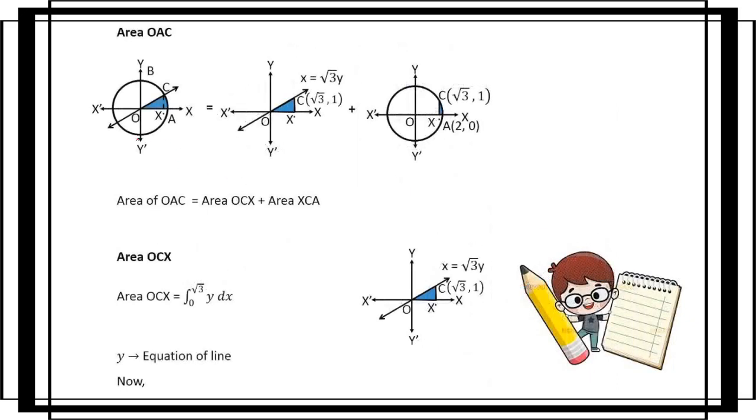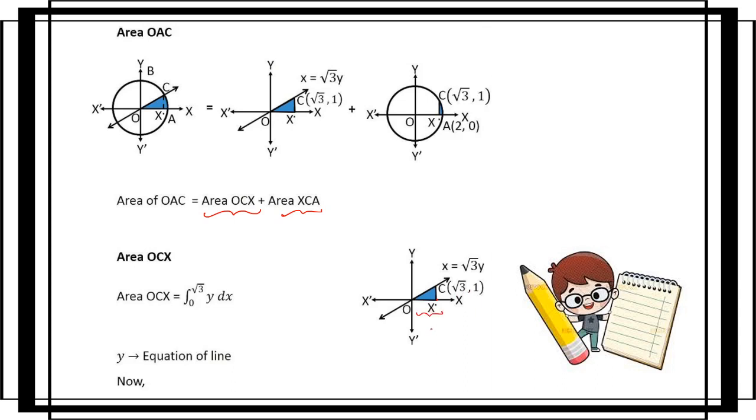Now what we have to do, we have to find the area of AOC, which is definitely the area of OCX, the area under this line, plus the area of XCA, meaning the area under the curve, which is the circle, right? So first of all, let's talk about the area of OCX, the area under this line, right? So 0 to root 3, definitely what is this point? This point, students, this is root 3, right? Why is this root 3? Because we got the intersection point as root 3, 1.